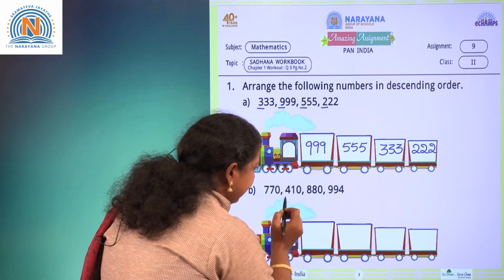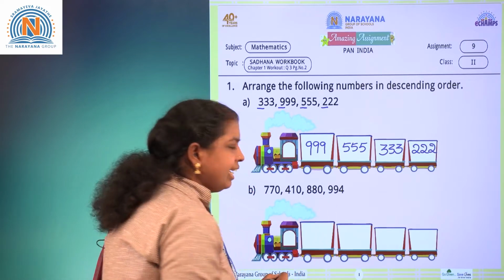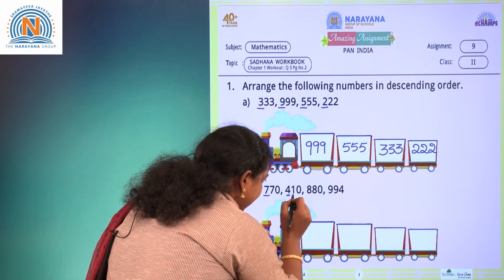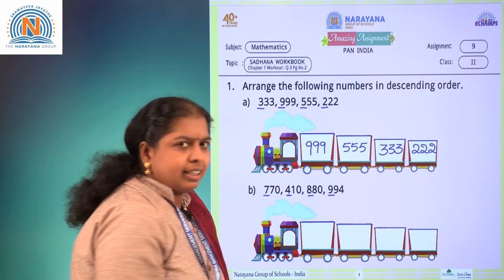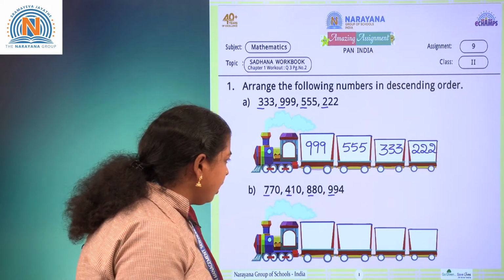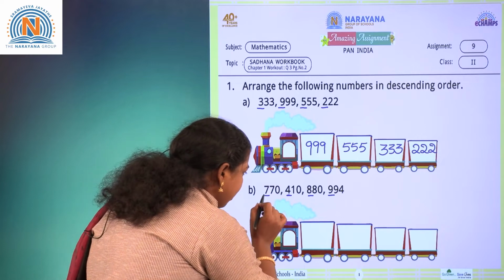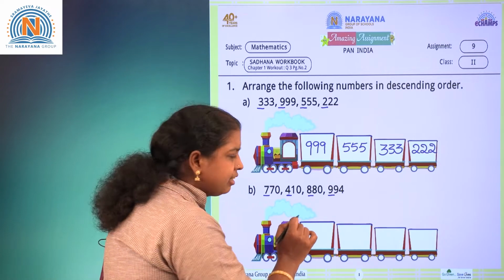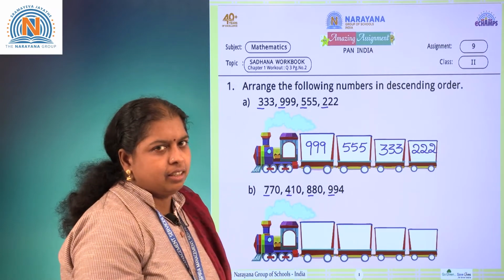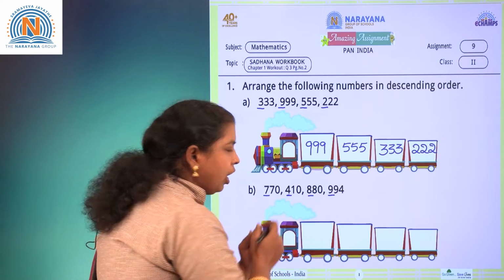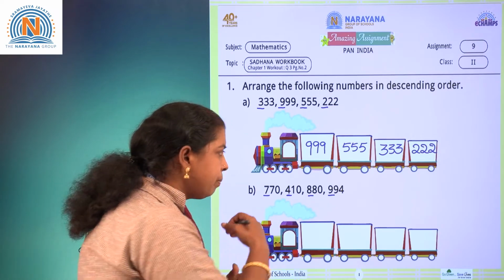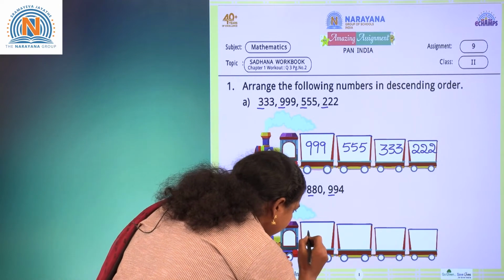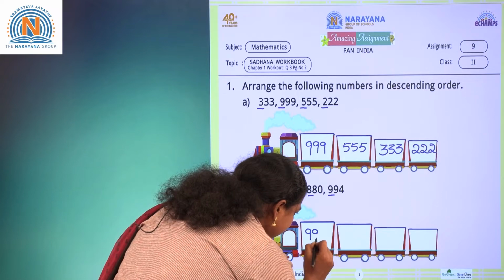770, 410, 880, 994. We need to look for the digit in the hundreds place. What are the digits in the hundreds place? In the first number you are having 7, in the second number you are having 4, in the third number you are having 8, in the fourth number you are having 9. So, which is the greatest digit among all? It is 9. So, the number that starts with the digit 9 is the greatest number. What is the greatest number here? 994.